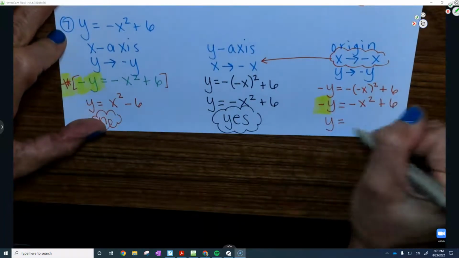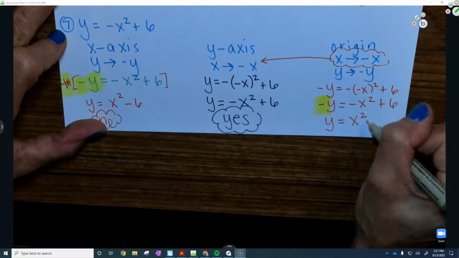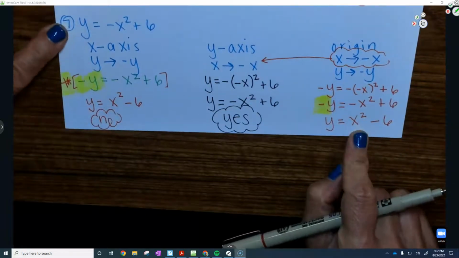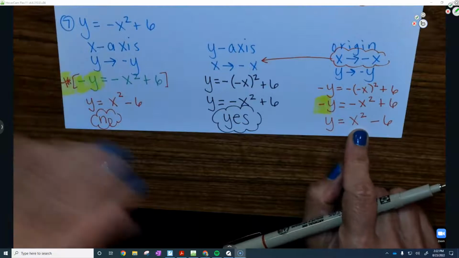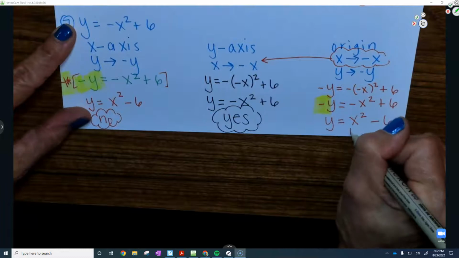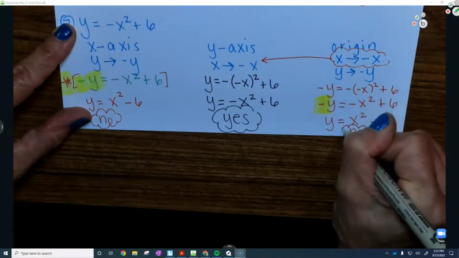So y equals positive x squared minus 6. Do these match? Well, actually, I am going somewhere. Hang on. These do not match, so it is not symmetric to the origin.